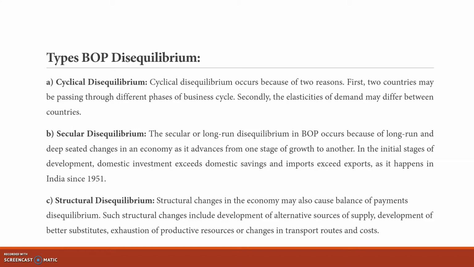Cyclical disequilibrium occurs because of two reasons. Because two countries may be passing through different phases of business cycle. Have you learned about the business cycle?